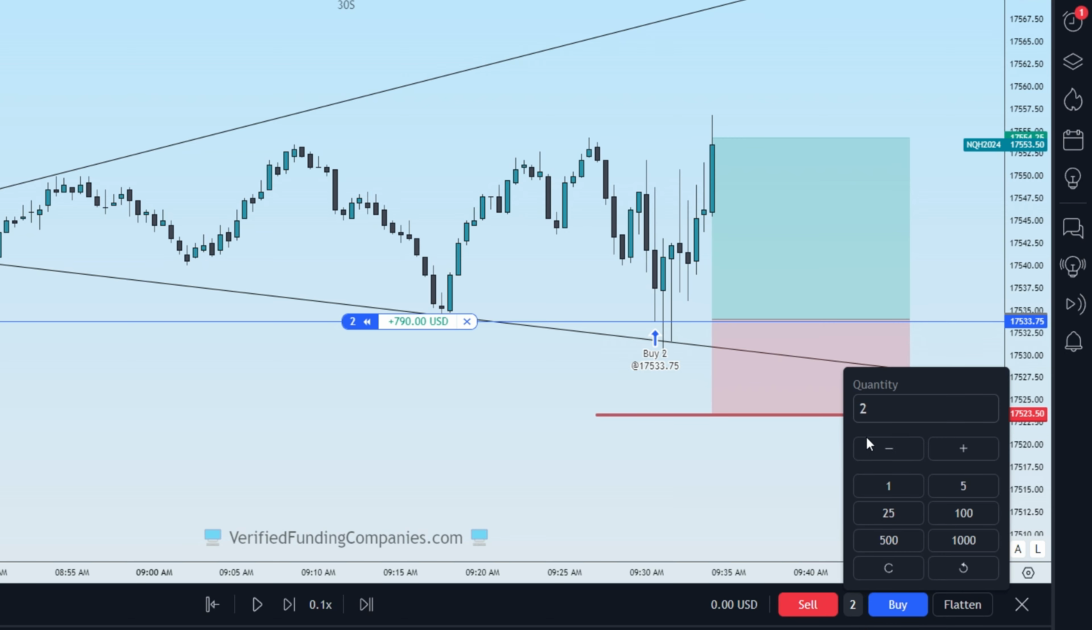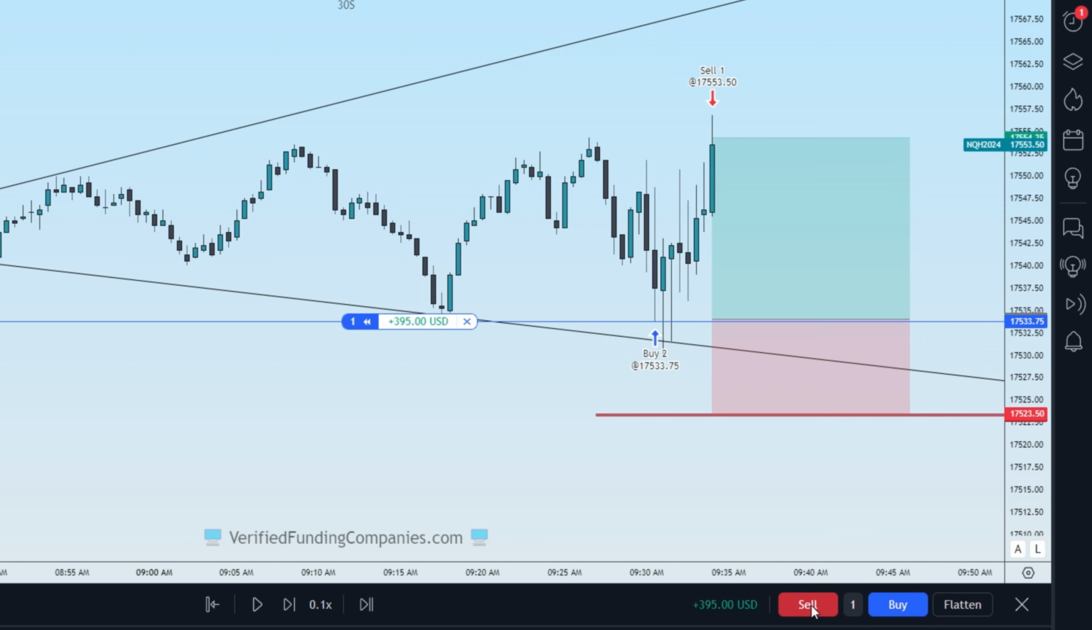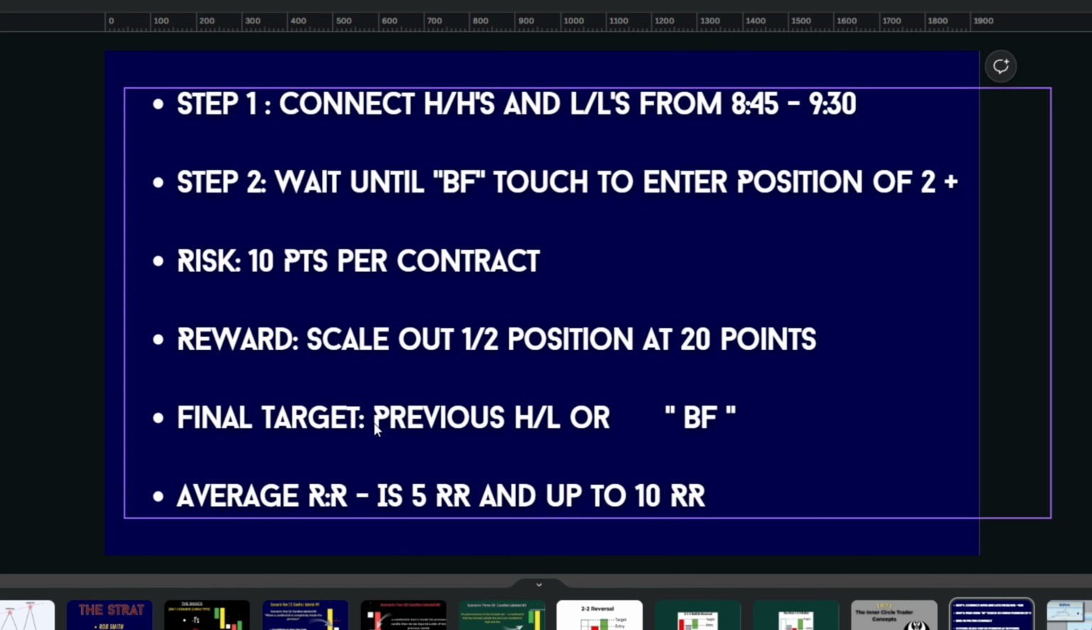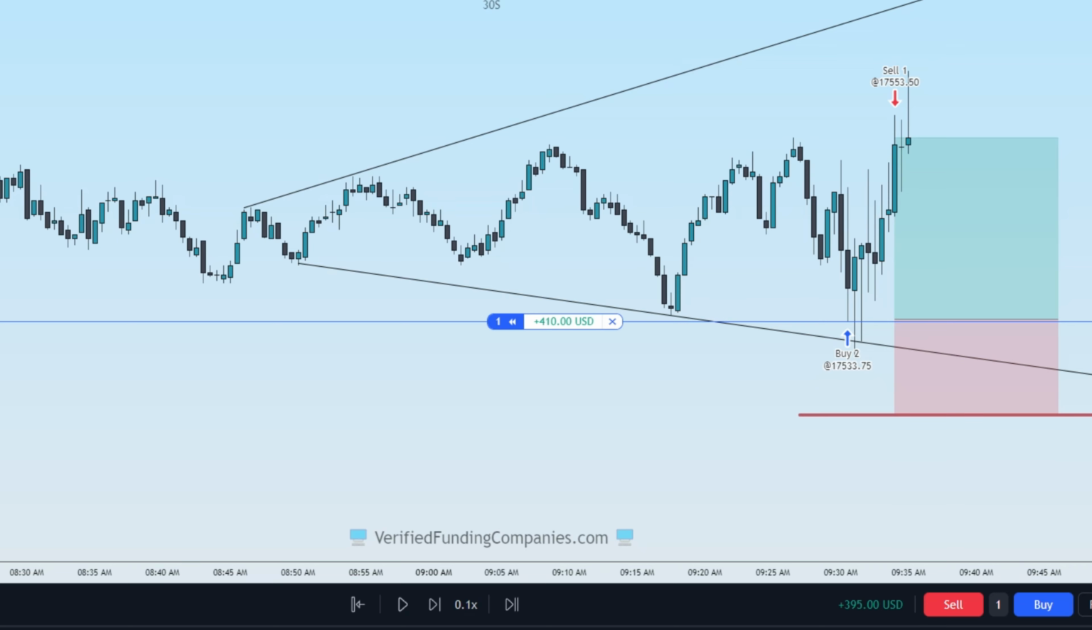So we're going to go ahead and exit 1 contract as per the rules. Boom. Now me, if it comes back down in this area here, I would add it back, which sometimes that happens. Final target is previous high or low, or the broadening formation top.